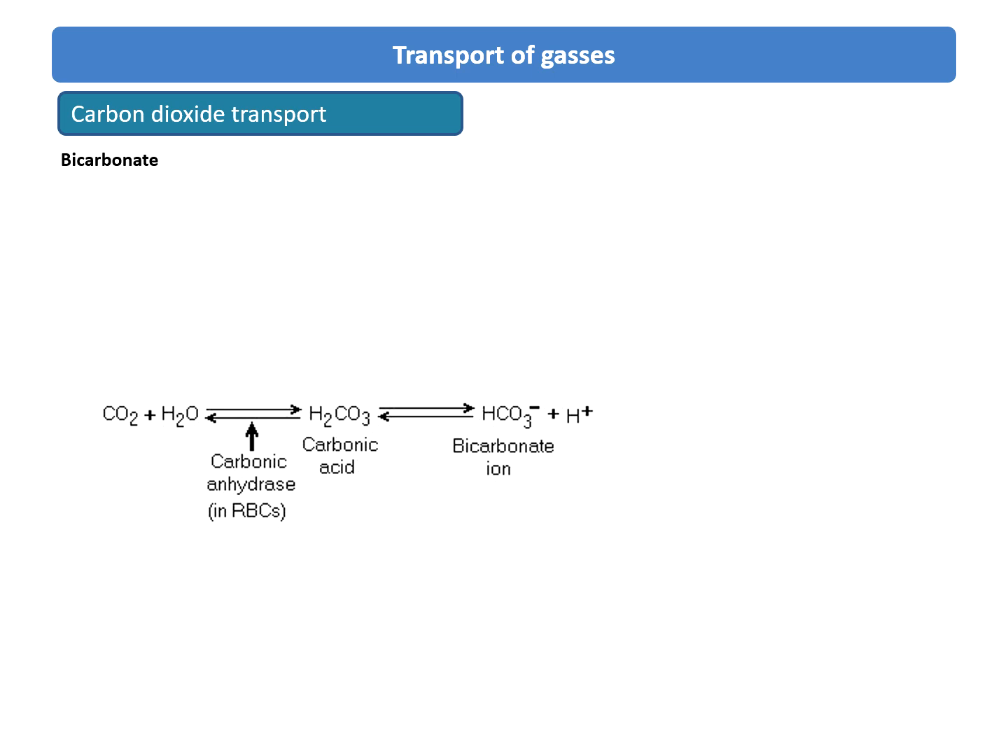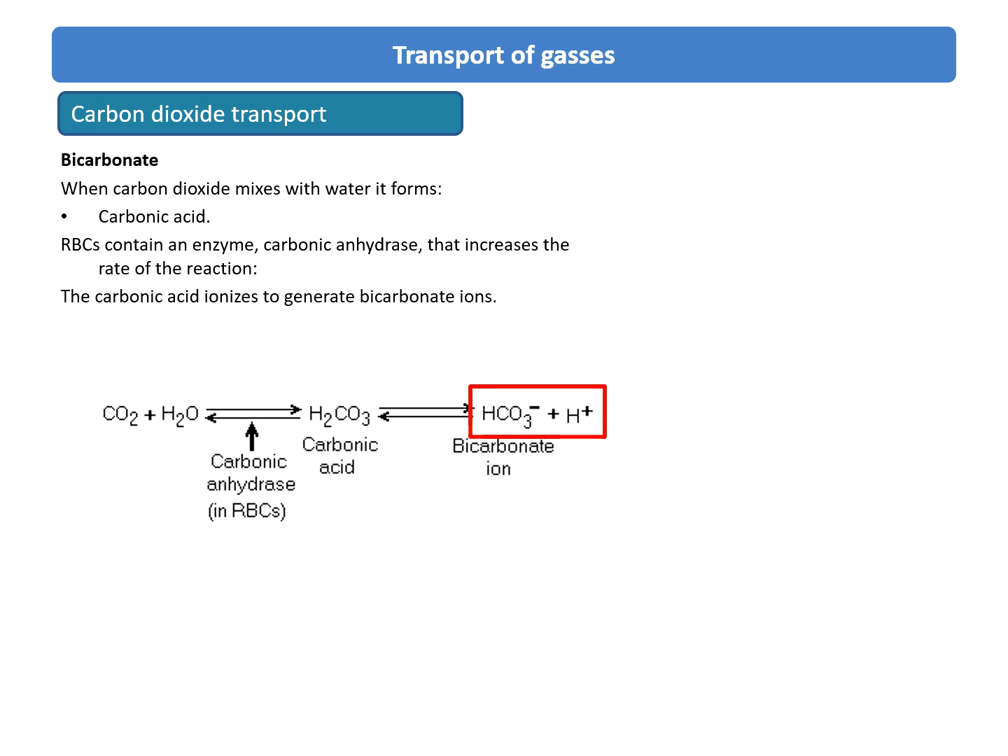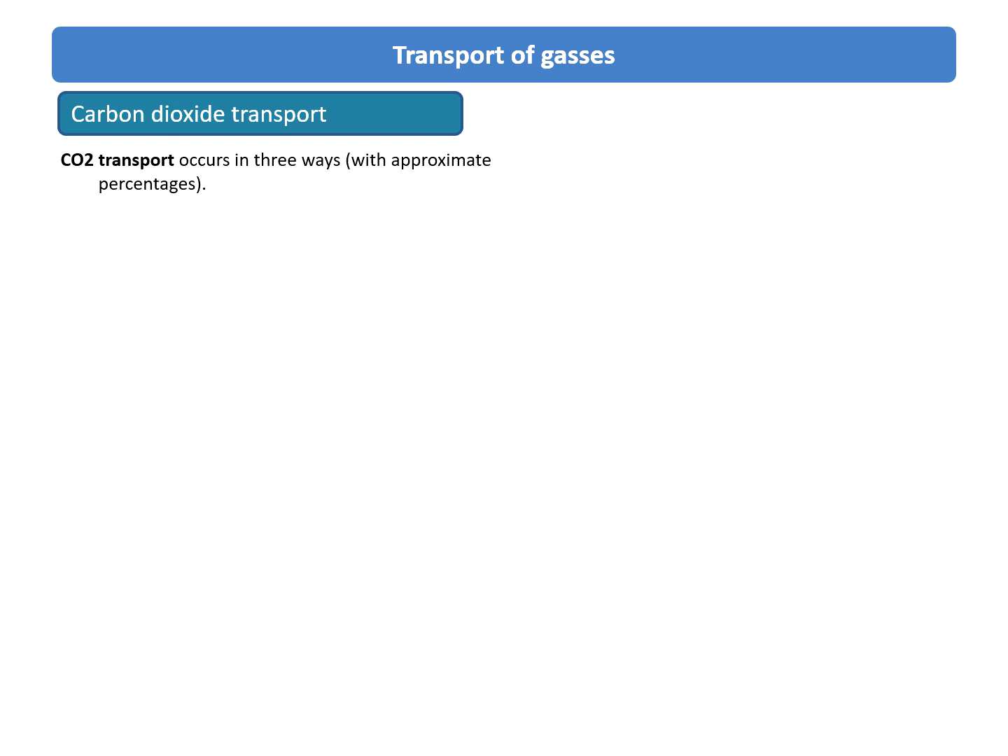What about bicarbonate? Well, this is quite important in carbon dioxide transport. When carbon dioxide mixes with water, it forms carbonic acid. This is a reversible reaction. Red blood cells contain an enzyme called carbonic anhydrase that increases the rate of the reaction, both forward and backwards. The carbonic acid then ionizes to generate bicarbonate ions and hydrogen ions.